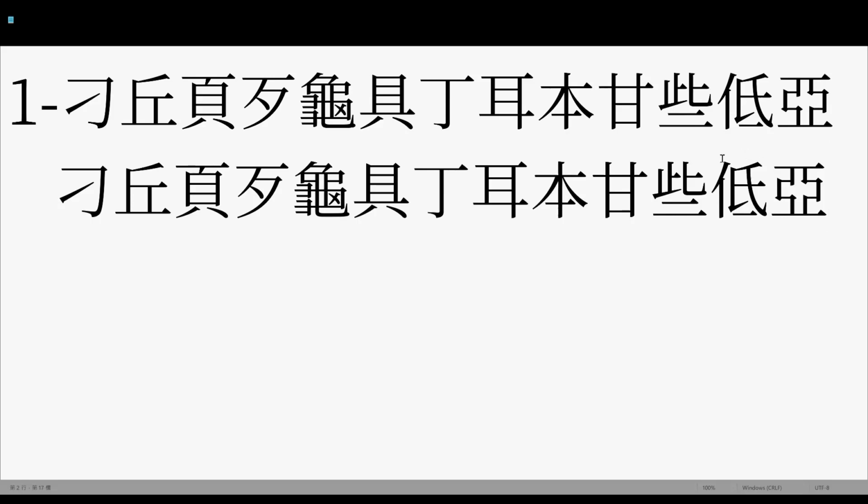Okay, so that's all for the radicals. There is only one, the one horizontal.